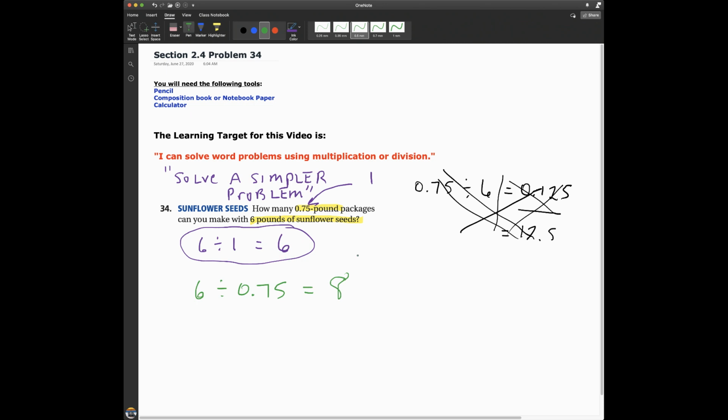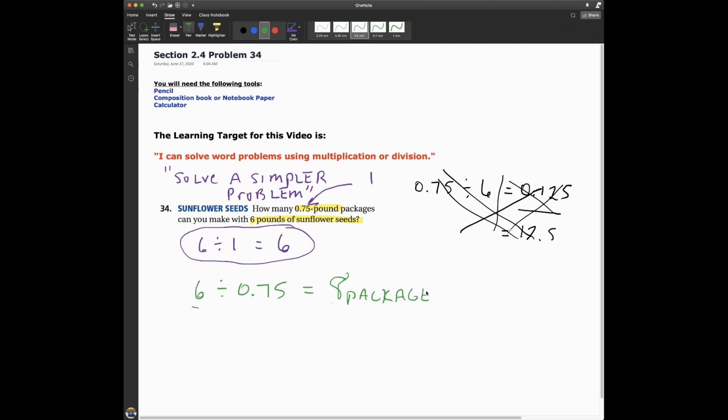That makes sense. Does it make sense if I take something that's less than a pound? If I have a package that's less than a pound, I would actually have more than 6 packages. Hopefully that makes sense to you, that the answer should be more than 6. And in fact, you get 8. As a matter of fact, let me write it down here correctly. You actually have 8 packages.